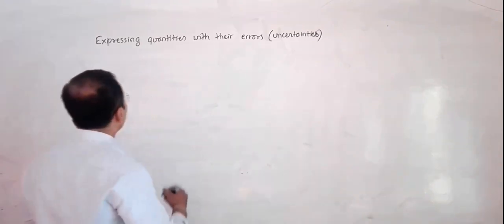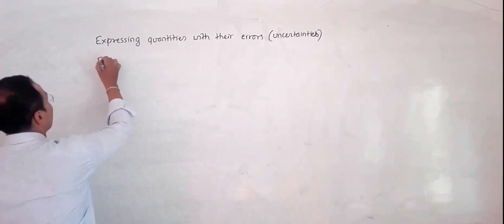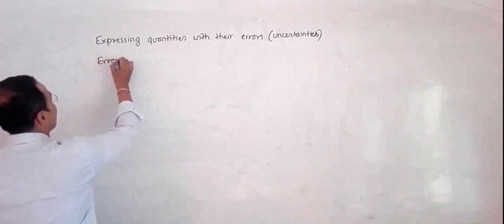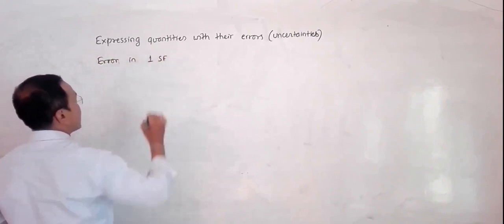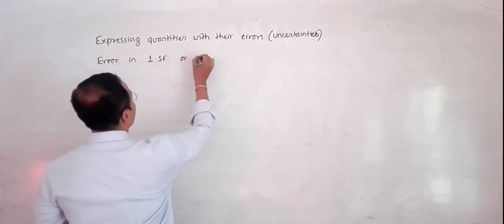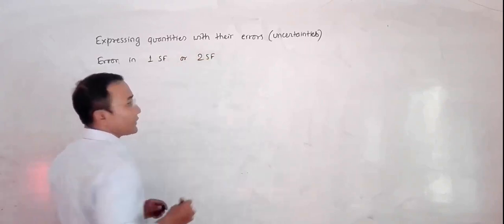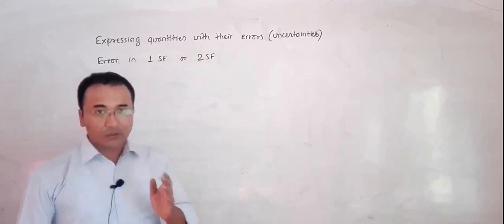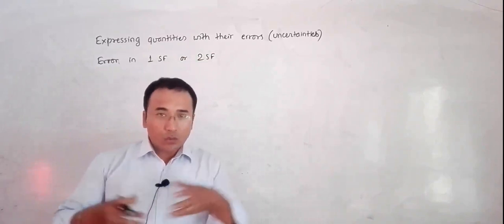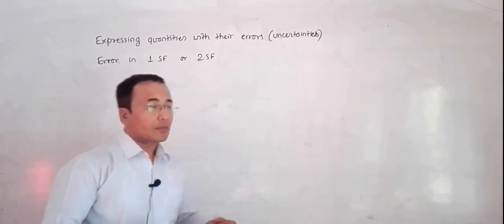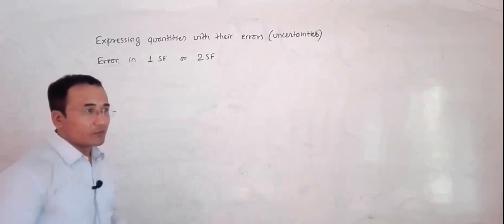We can always express an error in 1 SF, significant figures, or 2 SF, not more than that. So how to express the whole quantity along with the error? That is the main theme here.